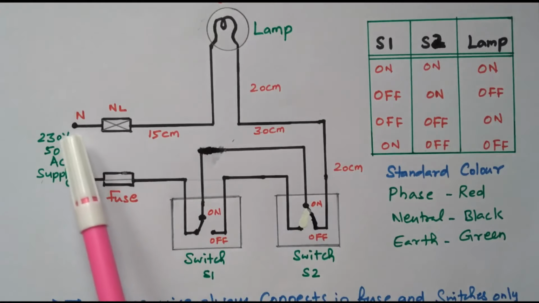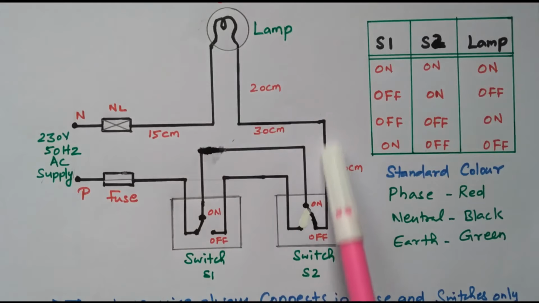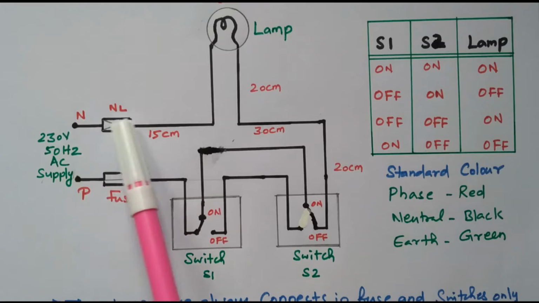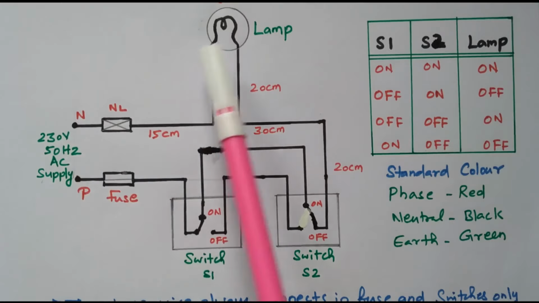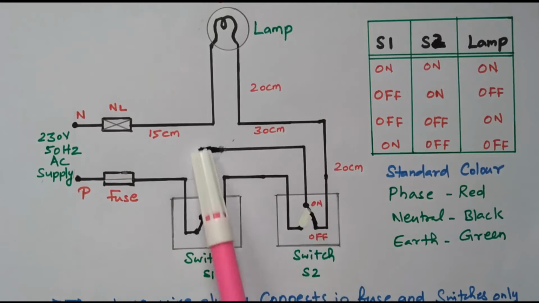How is it connected? The neutral is connected to one end of the lamp. The other end of the lamp is connected to terminal 3 of switch S2. So this is one circuit: one wire is the neutral wire connected to the lamp, and the other end of the lamp is connected to the third terminal of switch S2. The third terminal of S1 and the first terminal of S2 are short circuited. Similarly, the second terminal of switch S1 and the second terminal of switch S2 are also short circuited.